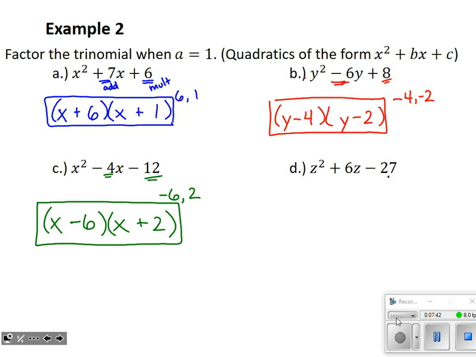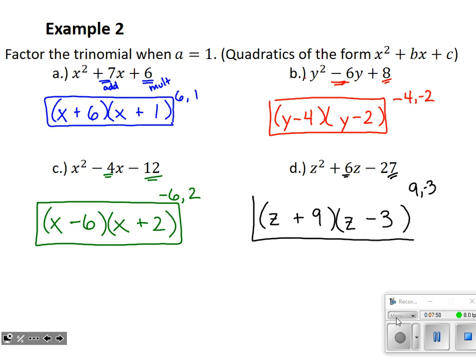And finally, what multiplies to be negative 27 and adds up to positive 6? That's a positive 9 and a negative 3. So let's set up our factors. First times first has to make z squared, so those must just be z. And then positive 9, negative 3, complete those factors. That's what the magic numbers are for. We've got our answer.